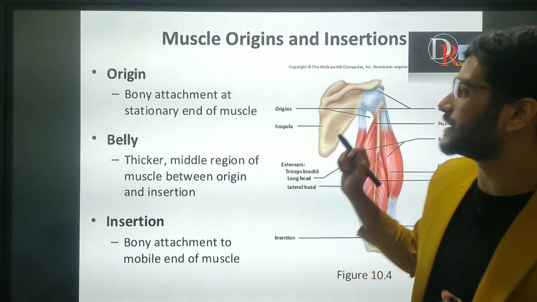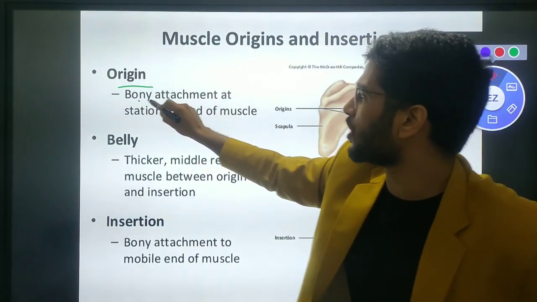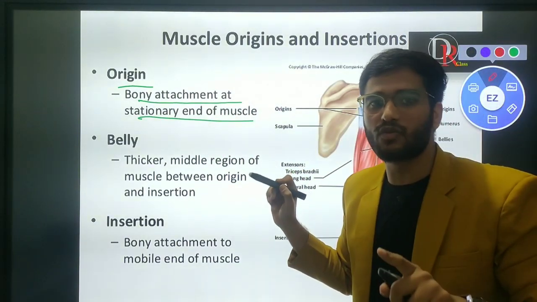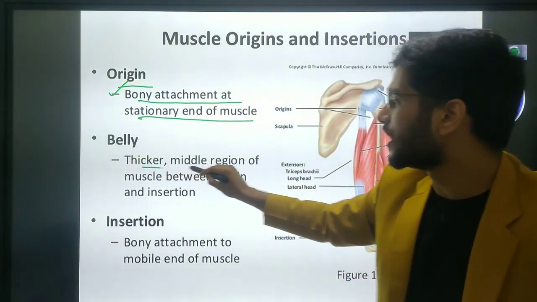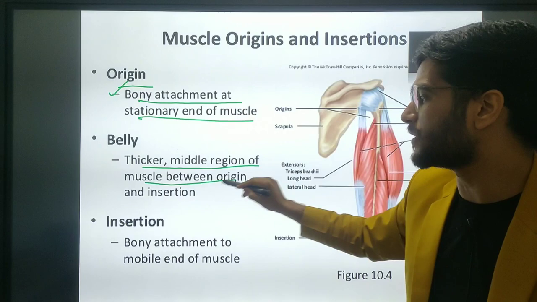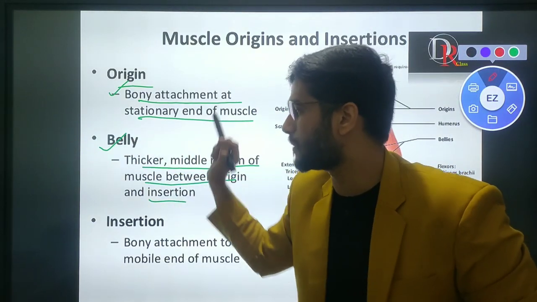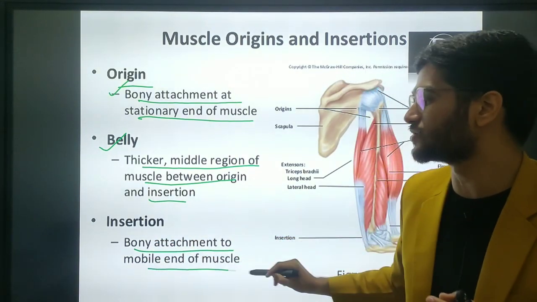Sure. So this is the explanation, right? Origin is the bony attachment, the stationary end of the muscle. The immovable, stable end of a muscle is known as the origin. The thicker middle region of a muscle between the origin and insertion, the fleshy part of the muscle, is known as the belly, and the bony attachment at the mobile end is known as the insertion.